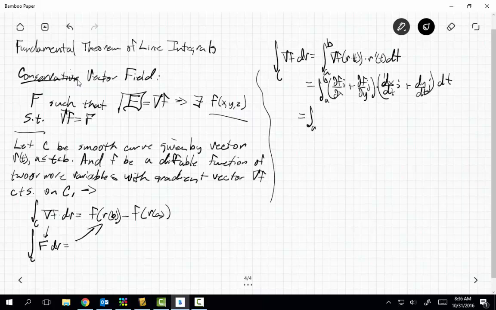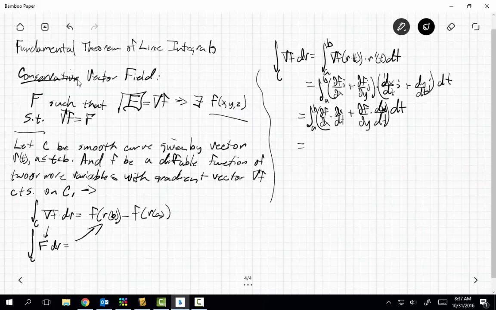This is the integral from a to b of partial f with respect to x times the derivative of x with respect to t, plus the partial of f with respect to y times the derivative of y with respect to t, right? If I dot these two things, this is what I get. And then this is, of course, let's not forget, dt, all right? And then what's this equal?